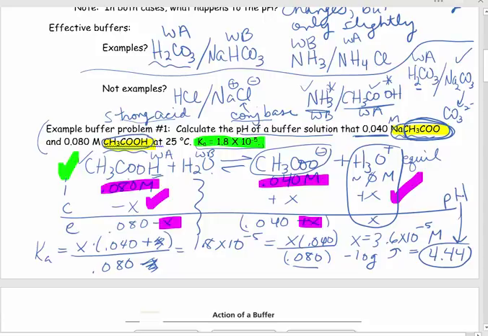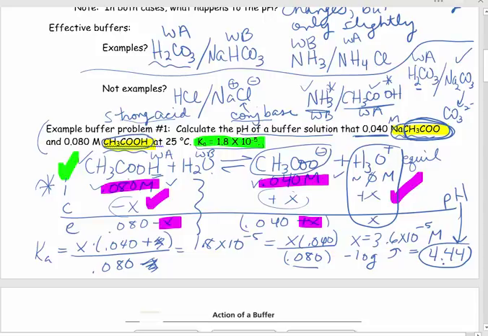Okay, so notice what's happening here. We're essentially just setting up an ice table, just like we've been doing for many weeks now with acids. And the only thing we have to pay attention to that's a little different is we have to remember that the initial amount of two things is given in the problem. So we have both the acetate here and the acetic acid. The change can be neglected in two places, okay, which actually just makes our life easier.